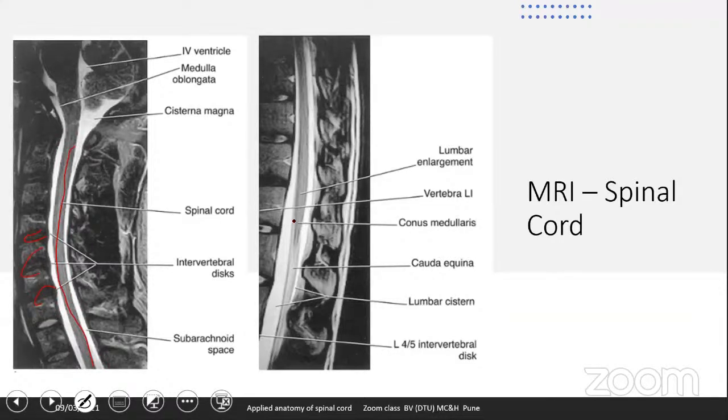And look at the lumbar region. This is the conus medullaris, and this is the cauda equina. And this is the lumbar cistern, which means it is a CSF filled space. And you can see the intervertebral discs also. This is the MRI of the spinal cord in the cervical and lumbar regions.